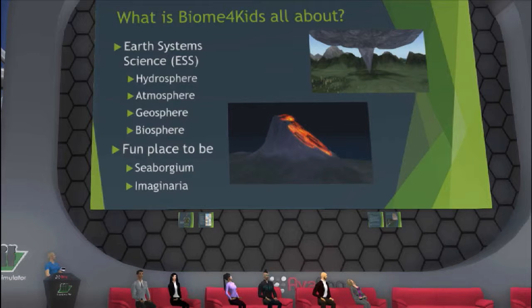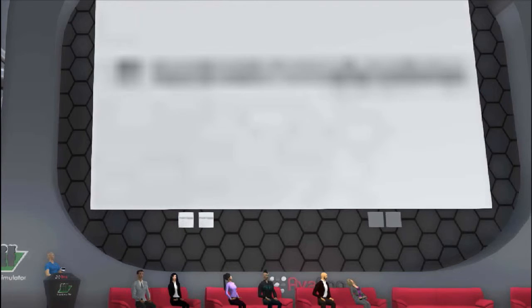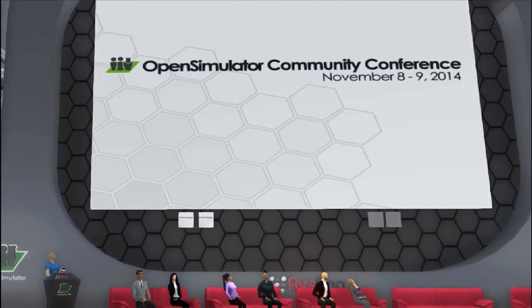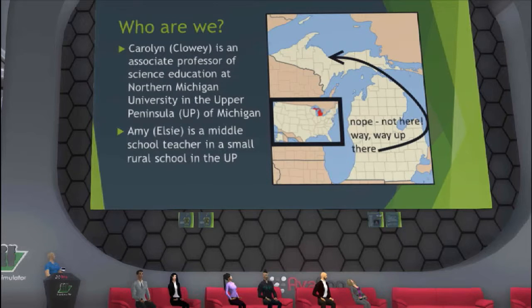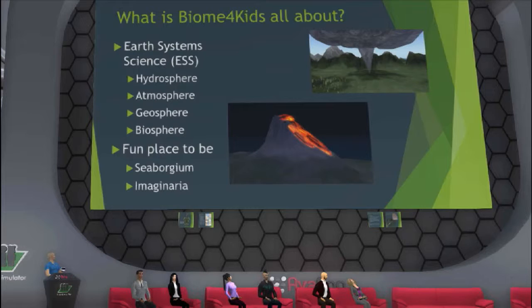Biome for Kids is based around Earth System Science, which is about studying science not from chemistry, physics, and that way, but looking at it through spheres that interact. So we have islands for the hydrosphere, atmosphere, geosphere, and biosphere. And here I have two of the islands, geosphere and atmosphere. And then for the kids' version, we have two places. One of them is called Seaborgium, and I have some students, some children, who are helping me build that. It's more of a collection place, party place, just get together.